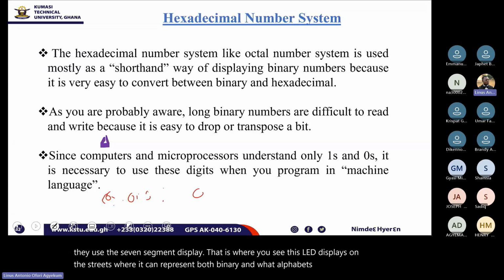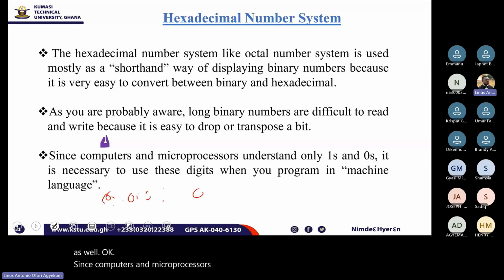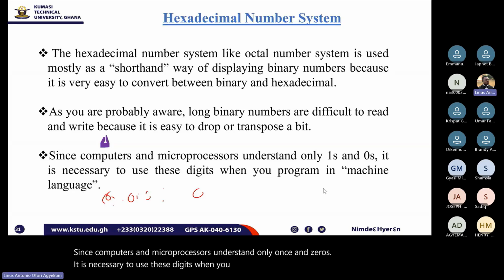Since computers and microprocessors understand only ones and zeros, it is necessary to use these digits when you program in machine language. Have you guys done any programming language so far?